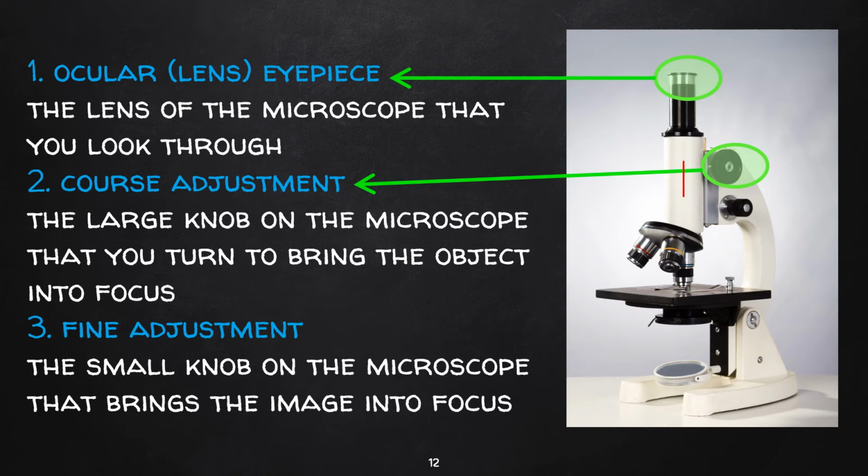specimen into focus. Now, underneath the coarse adjustment knob is what you call the fine adjustment knob. So, it is much smaller than the coarse adjustment knob, and that brings the image into focus, especially if you are using a high power objective.